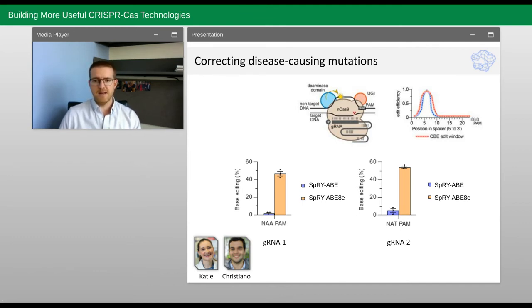So the improved catalytic activity of this engineered ABE domain allowed us now to make this therapeutic edit with greater than 50% efficiency in a largely unoptimized protocol. So I think this nicely shows how having some of these expanded PAM enzymes with these improved deaminase domains can enable very effective base editing applications.